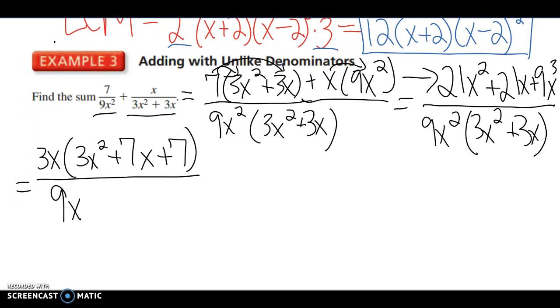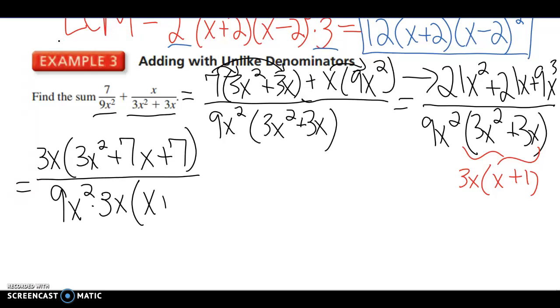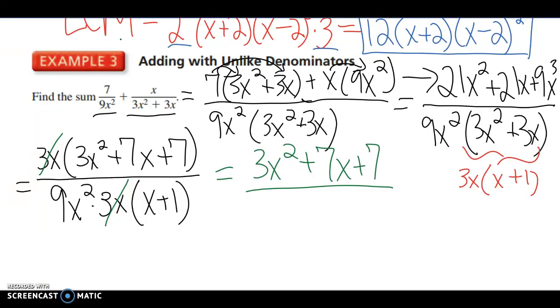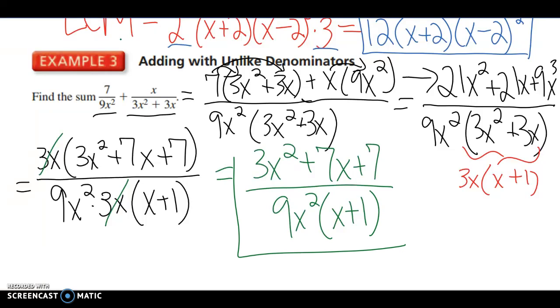And then I'm going to also factor the bottom. I can actually factor what's in parentheses. I can take out a 3x, and I'm left with x plus 1. So I'm going to rewrite that in the bottom. I'll have 3x times x plus 1. From here, I can cancel some things out, which is really nice. I can cancel the 3x's out, and then I can rewrite my final answer to be 3x squared plus 7x plus 7, all divided by 9x squared times x plus 1. And this is my final answer.